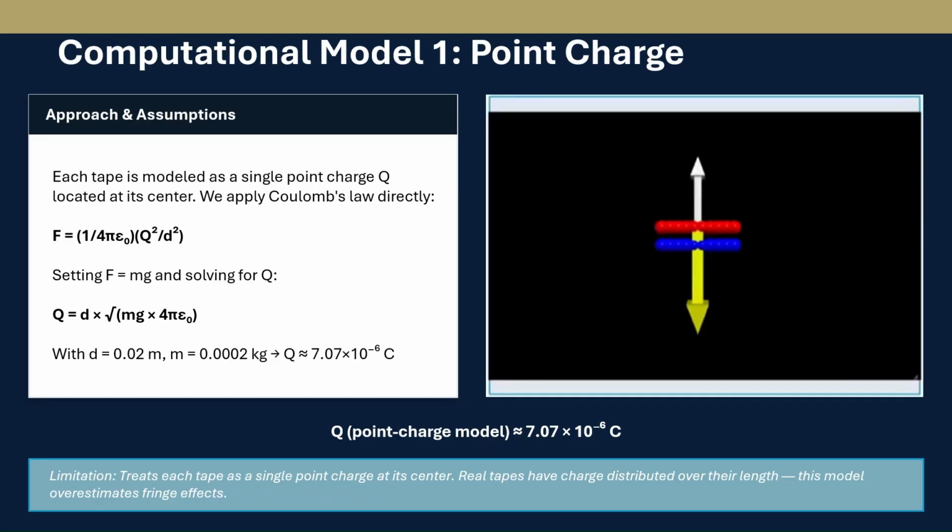This is a picture of a computational model, assuming point charge. Again, we made some really rough estimations and assumptions, which leads to our pretty inaccurate results of how many excess electrons per piece of tape.